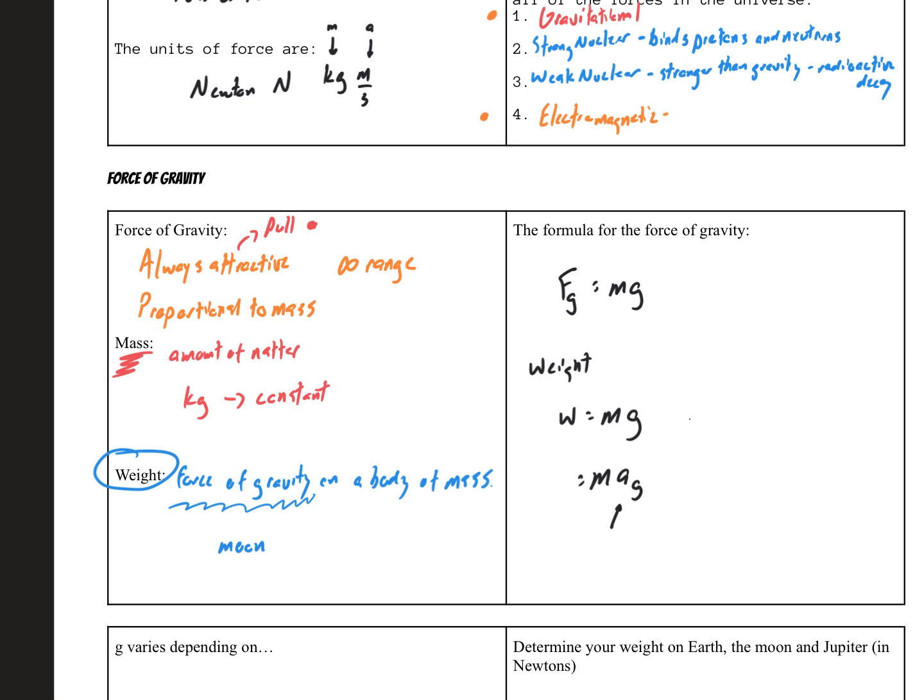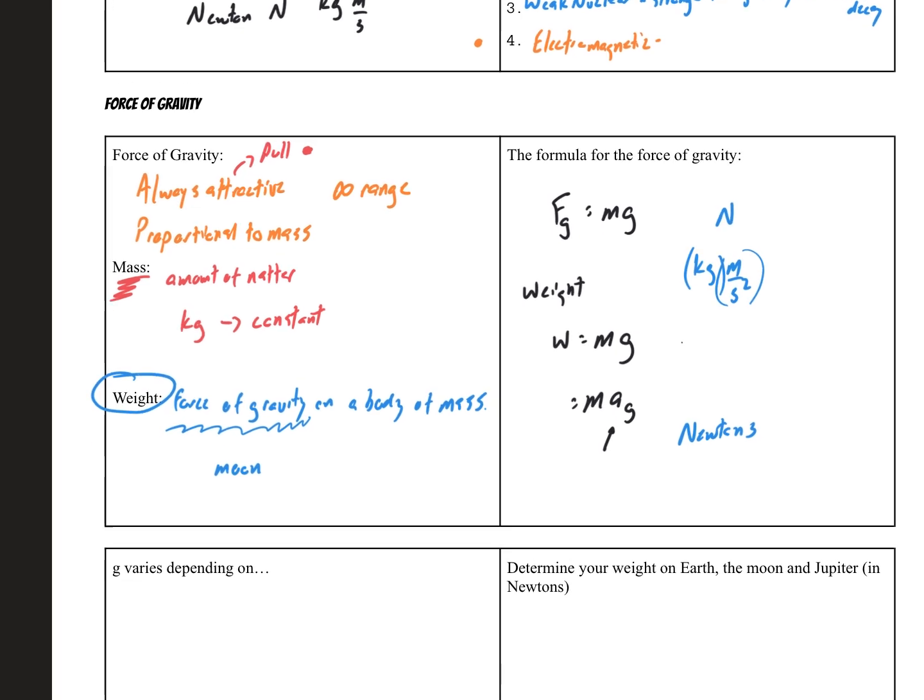And so once again, just pay attention to the units. This is a kilogram times an acceleration, which is a newton. So all of these are measured in newtons as we do that. A quick note on G here.